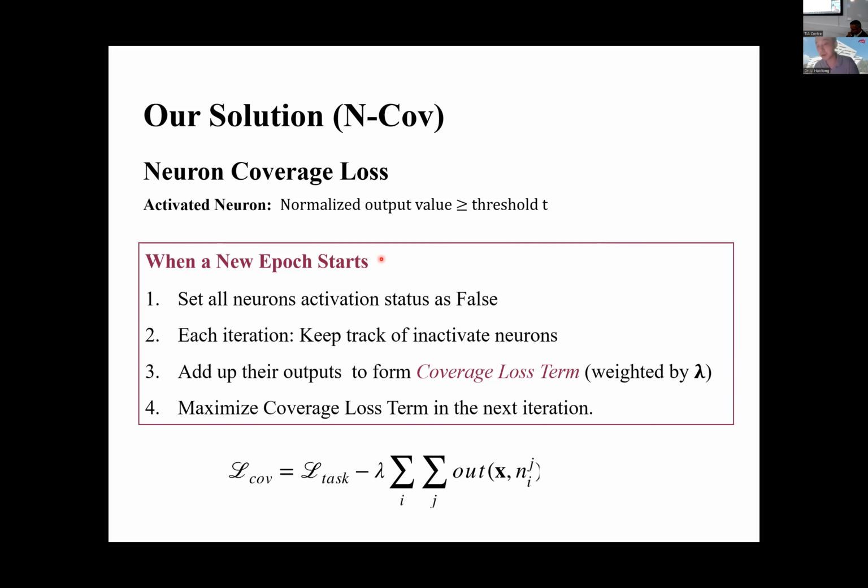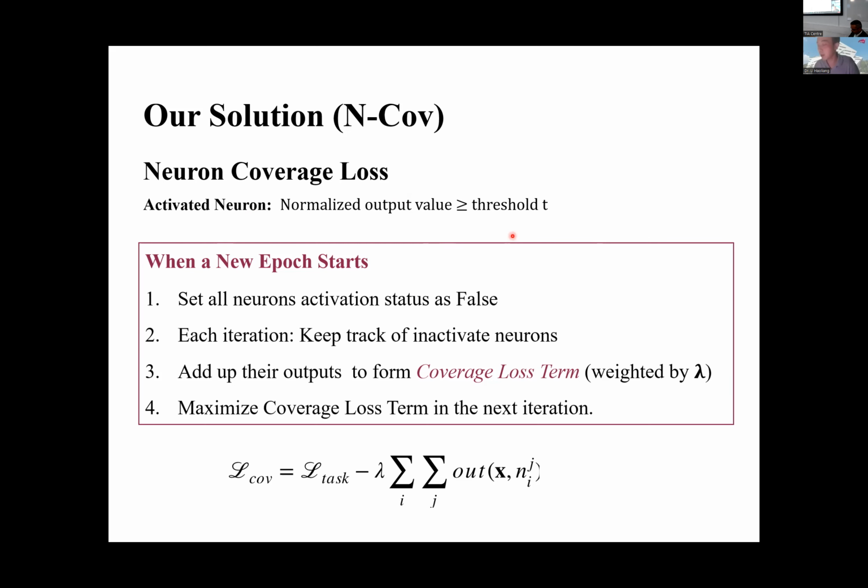So when a new epoch starts, at the very beginning, all neuron activation statuses are false. For each iteration, we keep track of the inactive neurons, and then we update the output based on the coverage loss term. The coverage loss term is defined like this, which is basically to examine the normalized output value.